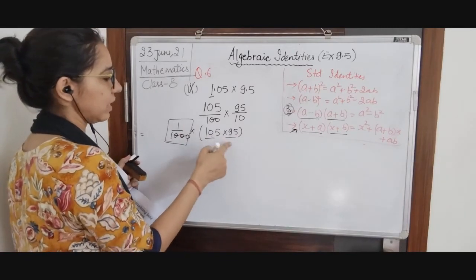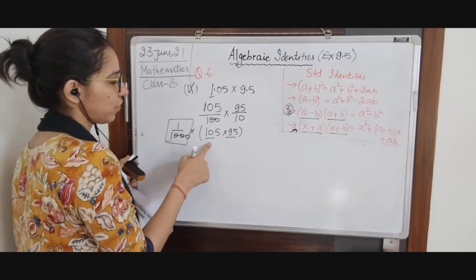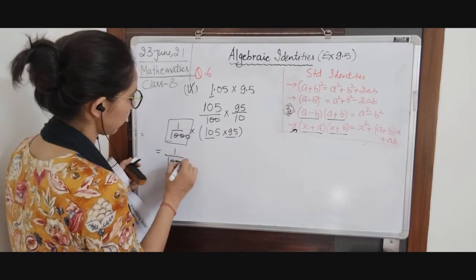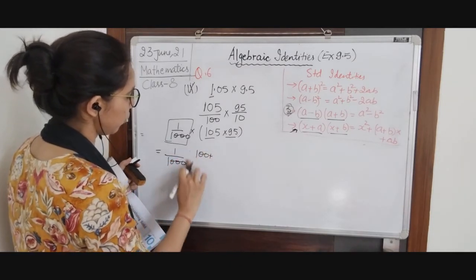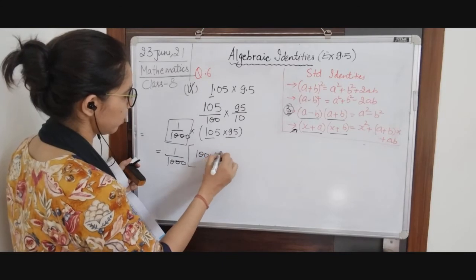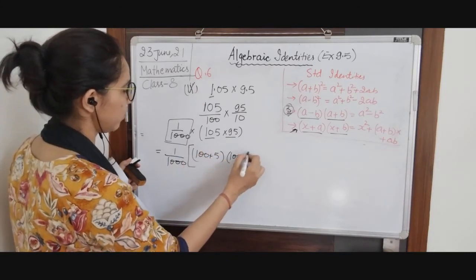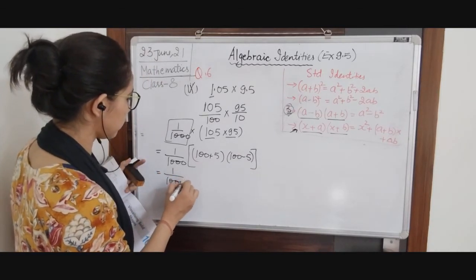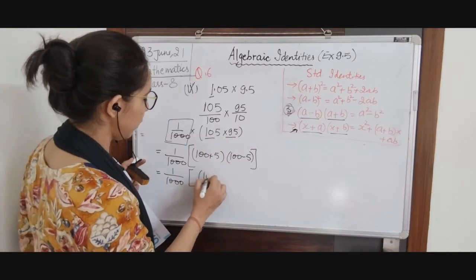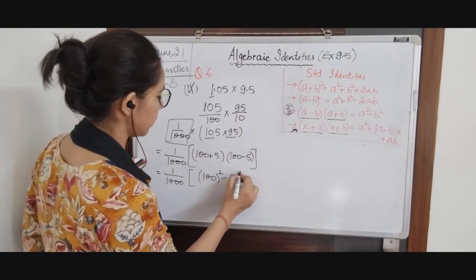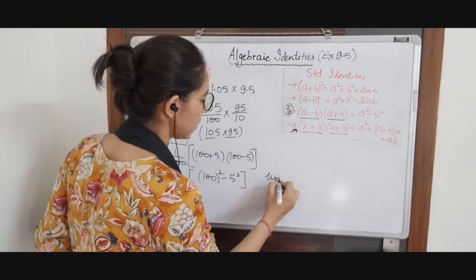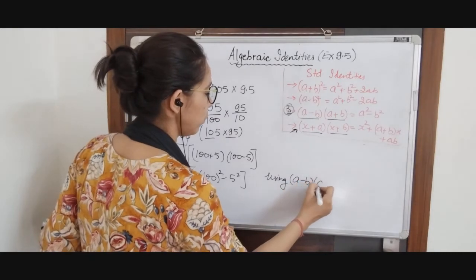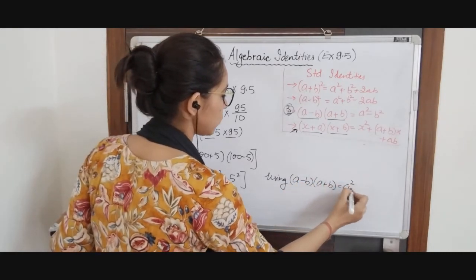Now you can clearly see that you can write it as 100 plus 5 and 100 minus 5. So it will be equal to 1 by 1000, 100 plus 5. I am going to use the bigger bracket to avoid confusion, into 100 minus 5, bracket close. Now which identity am I going to use? A plus b and a minus b. It is going to be equal to a square minus b square. How? Using a minus b into a plus b is equal to a square minus b square.